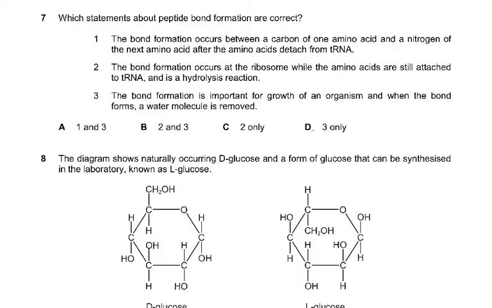So which statements about peptide bond formation are correct? The bond formation occurs between a carbon of one amino acid and a nitrogen of the next. After the amino acid detaches from the tRNA, they're still there together on the ribosome. The bond formation occurs at the ribosome while the amino acid is still attached to tRNA and is a hydrolysis reaction. No, I just told you bond formation is a condensation reaction. So 1 and 2 are wrong. That's why the answer is D, which is 3 only. The bond formation is important for growth of an organism because growth requires proteins, and when the bond forms, the water molecule is removed.